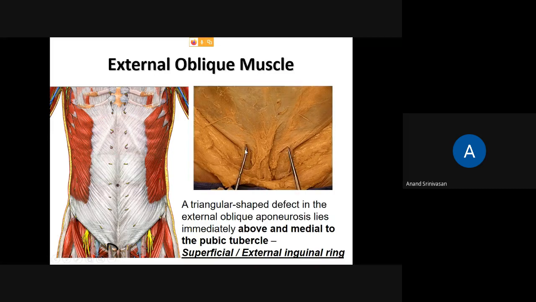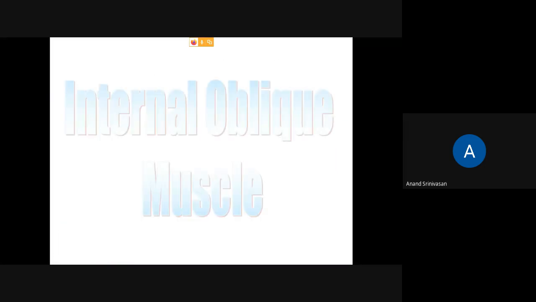Now there are certain structures which pass from the superficial inguinal ring to the deep inguinal ring. Especially in males, between the superficial and deep inguinal rings, there are certain structures which pass, and the way in which they pass is called the inguinal canal.